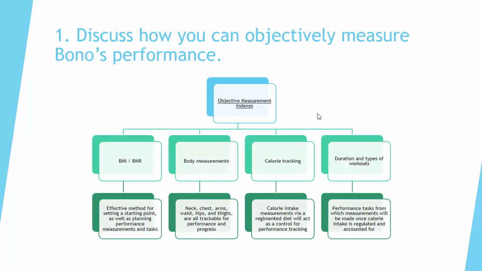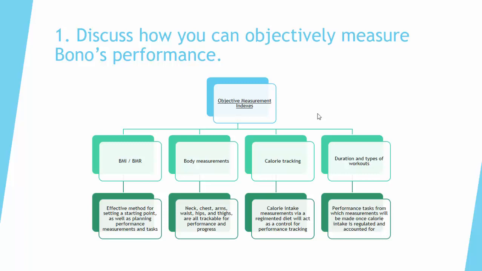We measure the neck, chest, arms, waist, hips, and thighs. These are all trackable for performance and progress. We're able to set a baseline which is determined by his height, his weight, and his body type. It is a very simple, continual progress measurement that can be done weekly.